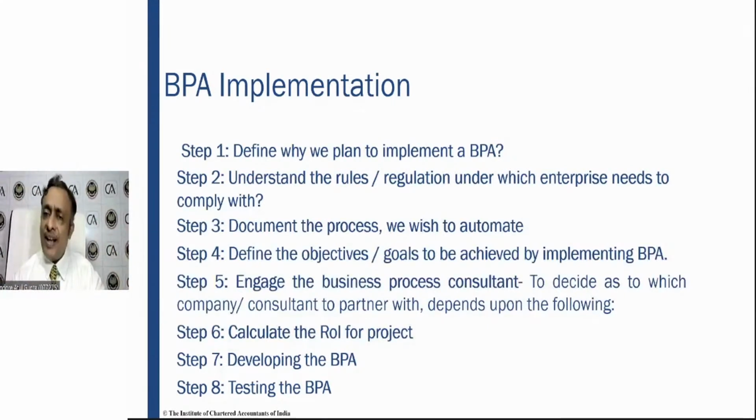Then calculate ROI. I think you all have been reading return on investment. So what is the ROI? What is the investment in the technology for automation, and the ROI? I'll tell you the example, the ROI is phenomenal. We'll share some values also. Develop the business process automation. And once that automation is done, test it before making it live for public usage. So I'm looking for answers to question number 3, the process that you wish to be automated.